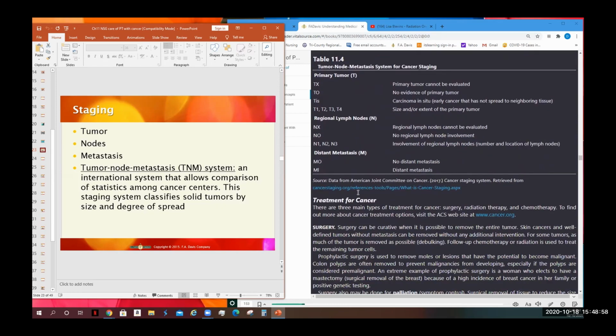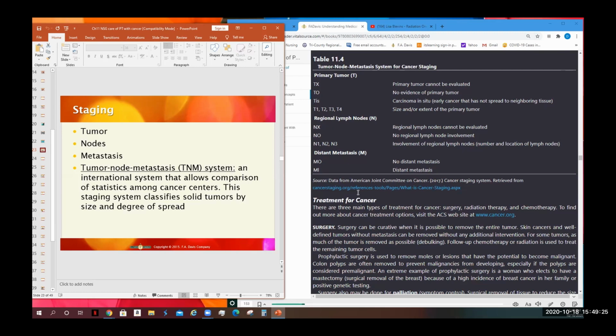So Table 11.4 is the tumor node metastasis system for cancer staging. And as the slide states, it's an international system that allows comparison of statistics among cancer centers. This staging system classifies solid tumors by size and degree of spread.